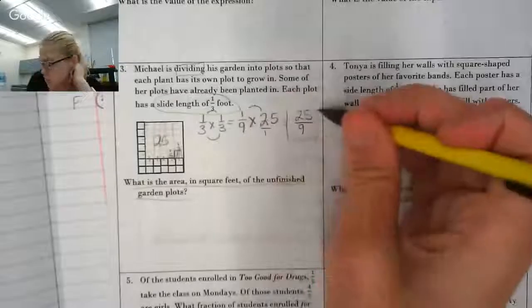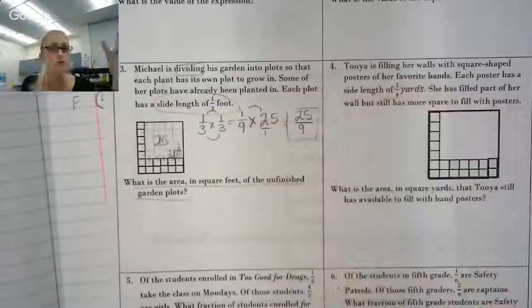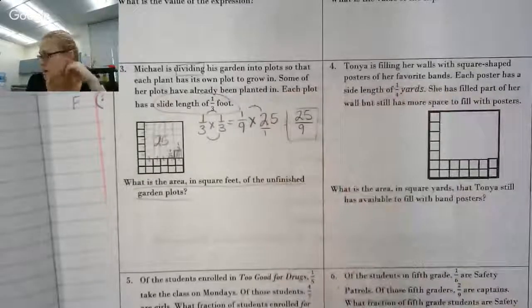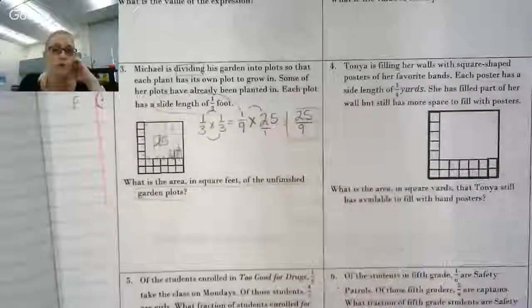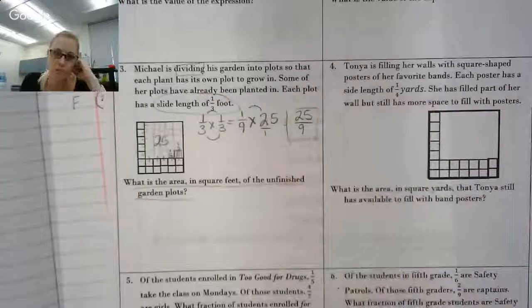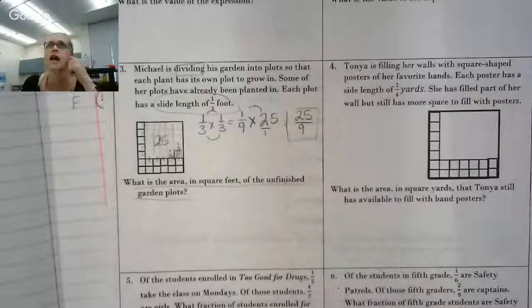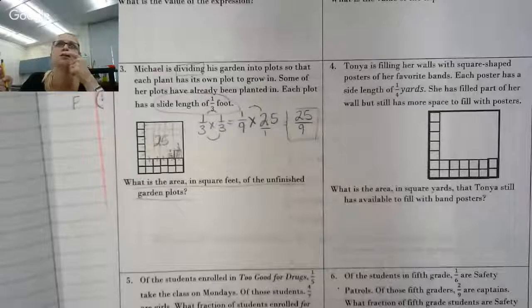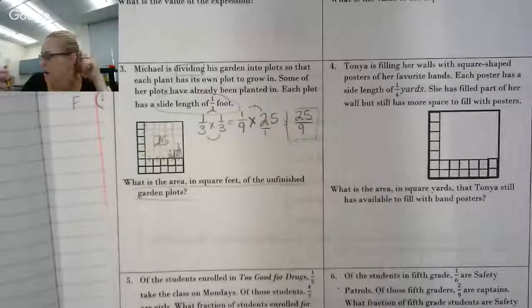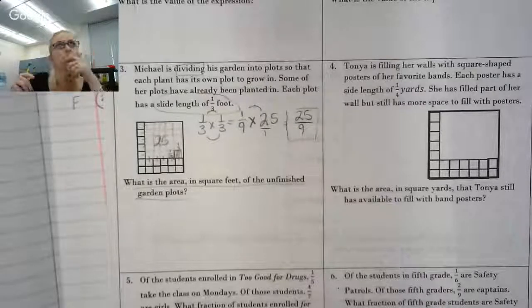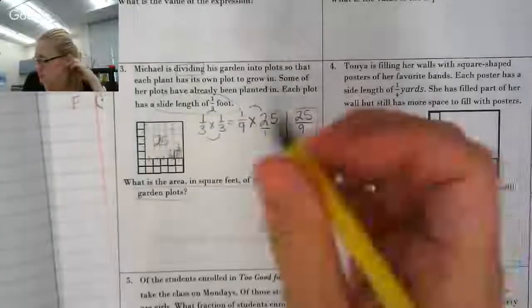Again, this is totally an acceptable fraction, but on multiple choice or multi-select, you might see it different ways. So I could also regroup 25 ninths and turn it into a mixed number. So how many times could 9 go into 25? Let me think. 9, 18, 9 times 3, 27. Oh, 27 is too high. It can't go in 3 times, so it went in 2 times.